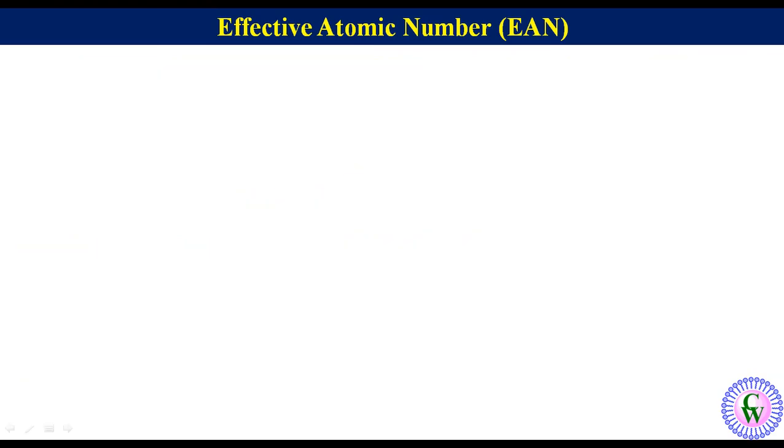Now we will do some exercise for calculating effective atomic number of a metal in a complex. For example, if we have to calculate effective atomic number of iron in K4[Fe(CN)6], then we should follow the following steps. Atomic number of iron is equal to 26.